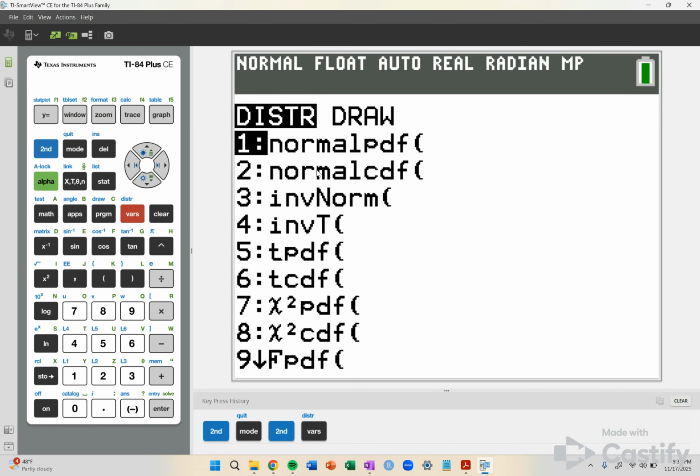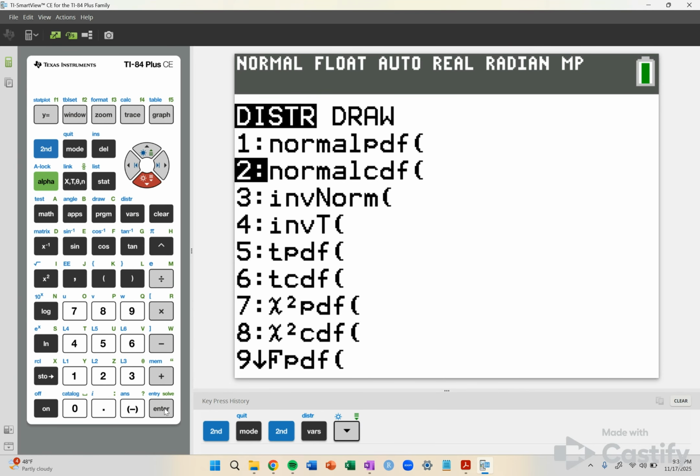menu. Now these first three are the ones that have to do with the normal distributions. They say normal or norm to represent the normal distribution. Now this first one, normal PDF, we're actually not ever going to use that one. We are just going to use normal CDF. Okay, CDF stands for cumulative density function, in case you are curious.